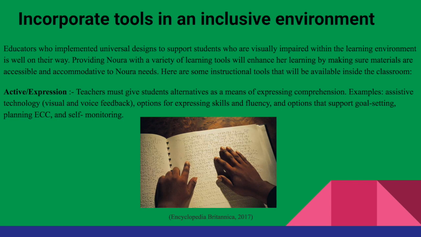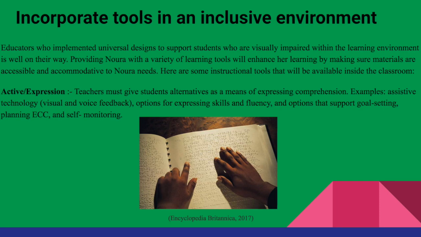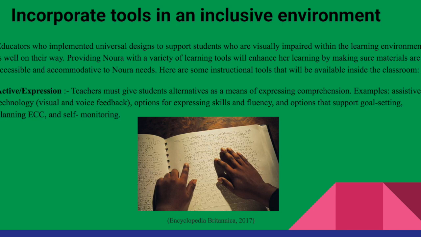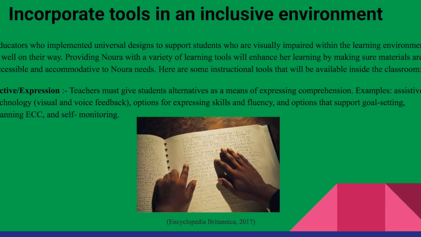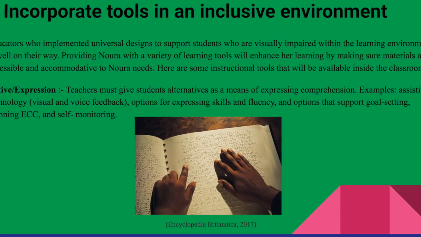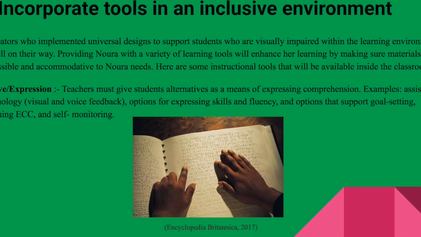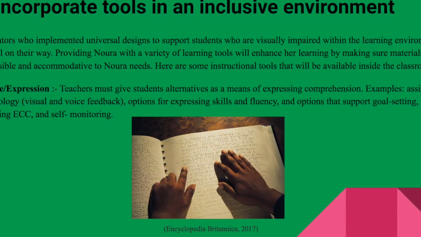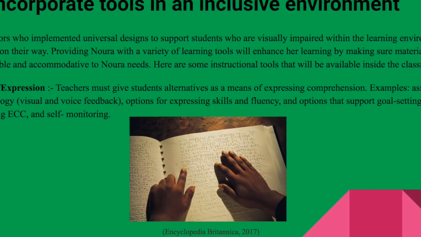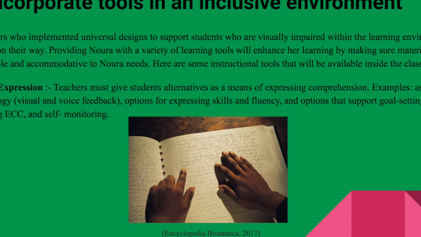The Universal Design for Learning has provided 3 principal guidelines. The first one is provide multiple means of action and expression. Learners differ in the way that they can navigate a learning environment and express what they know. Provide option for physical action. Teachers must give students use of multiple media for communication, ways to express comprehension. Example, assistive technology, voice and video feedback, option for expression, skills and frequency, and options that support goals and plans and self-monitoring.